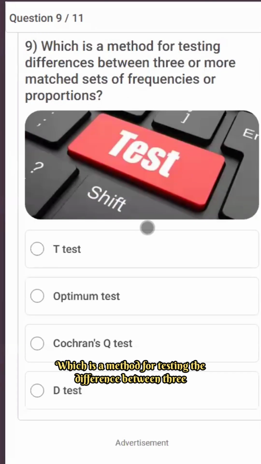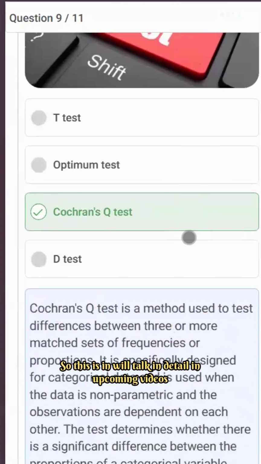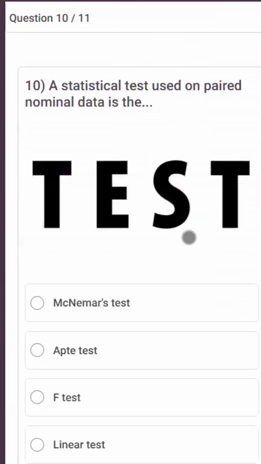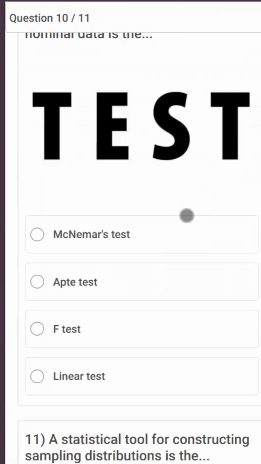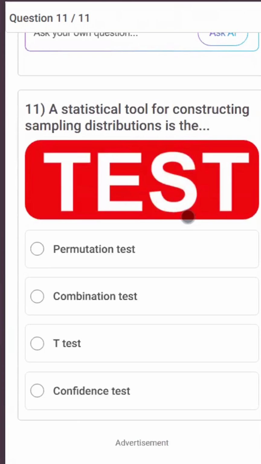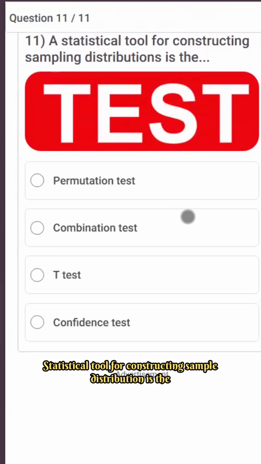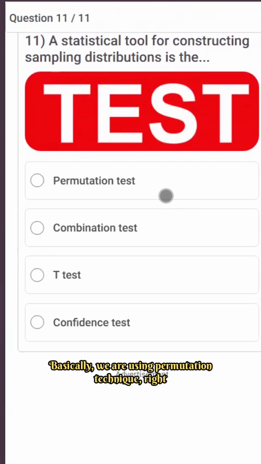Which is a method for testing the difference between 3 or more matched sets of frequencies or proportions? So this is, again, something we'll talk about in detail in upcoming videos. The statistical test used on paired nominal data is called this one. We'll discuss this also. The statistical tool for constructing a sampling distribution is basically the permutation technique, right?